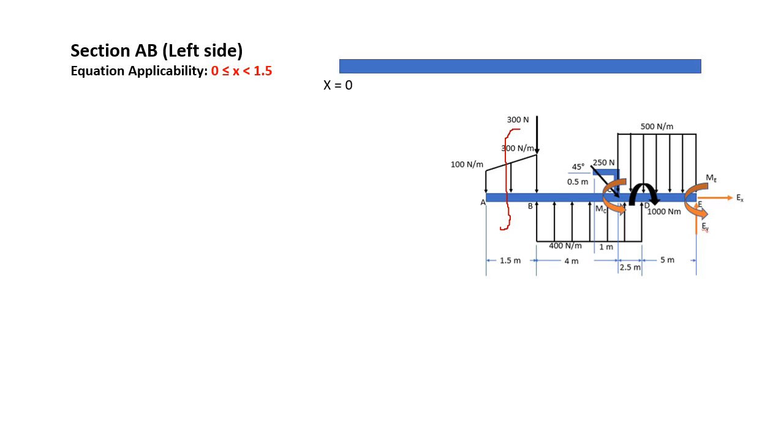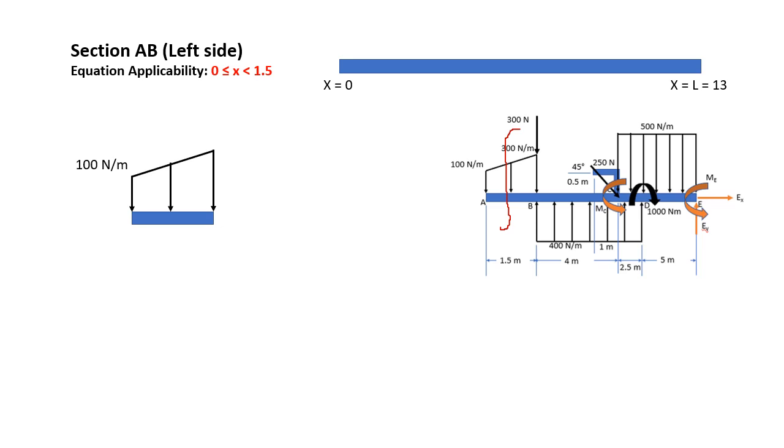Take note that the leftmost end of the beam would be x is equal to 0, and the rightmost end of the beam would be x is equal to 13, or the total length of the beam. So the equations that we would be getting in this section would be applicable from x is equal to 0 up to 1.499999, or almost 1.5.